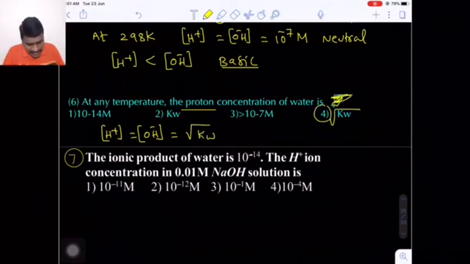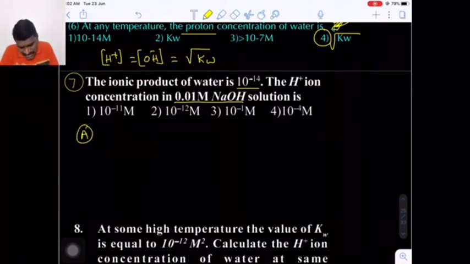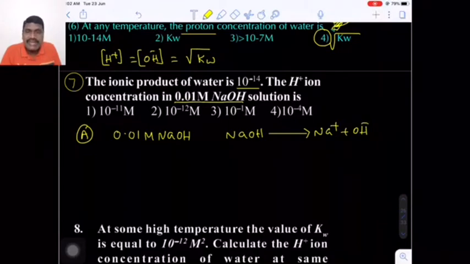Okay. Now, next one, the ionic product of water is 10 raised to minus 14. The H plus ion concentration in the 0.01 molar NaOH solution. Now, what is the concentration of NaOH given? 0.01 molar NaOH. That means when NaOH, that is a strong electrolyte, dissociates, it produces Na plus ions and OH minus ions. The concentration given is 0.01 molar. That means it produced 0.01 molar Na plus ions and 0.01 molar OH minus ions.